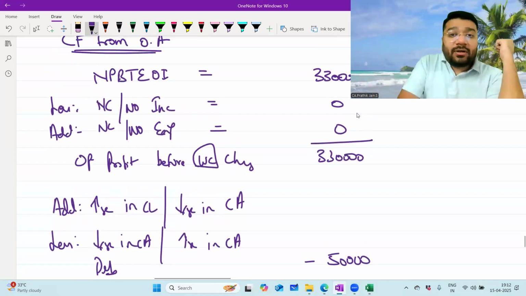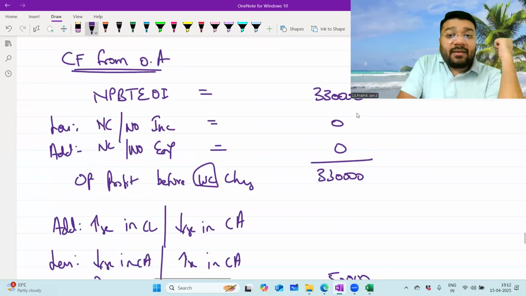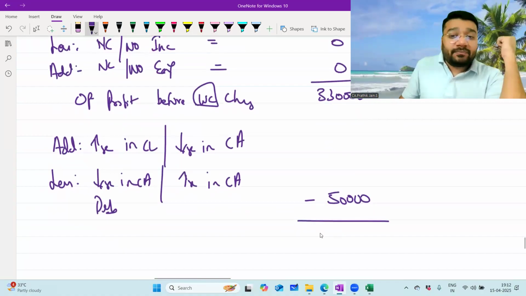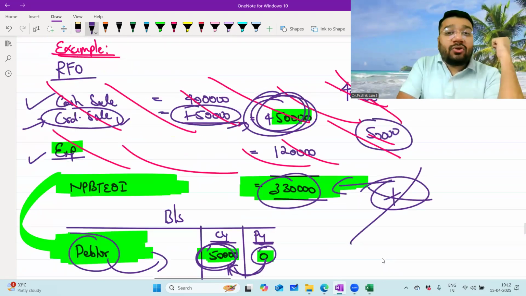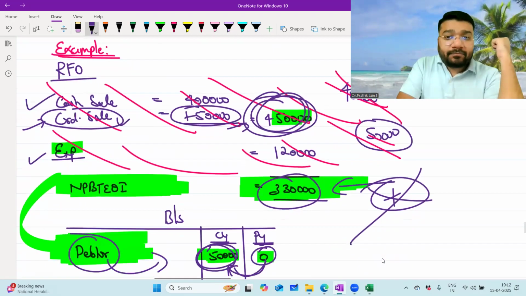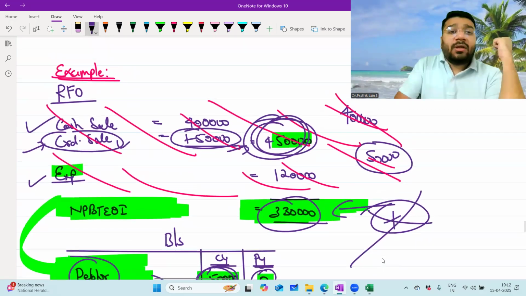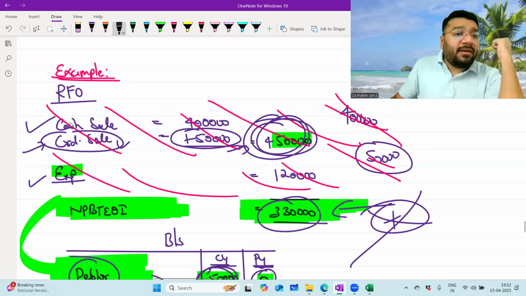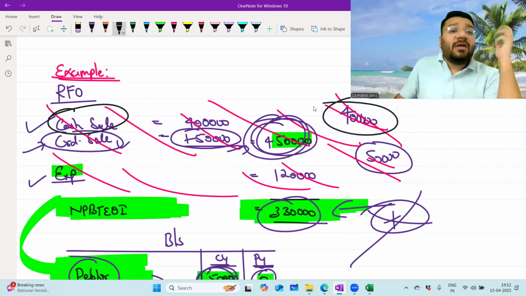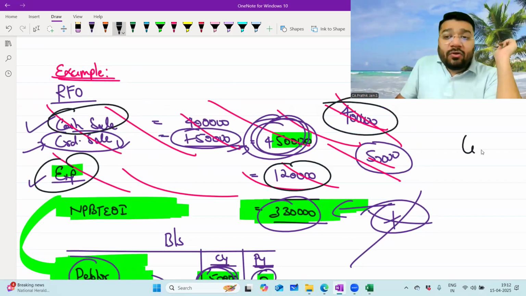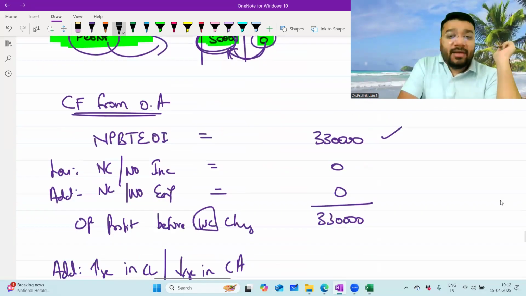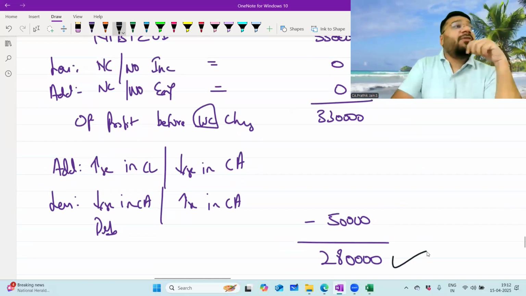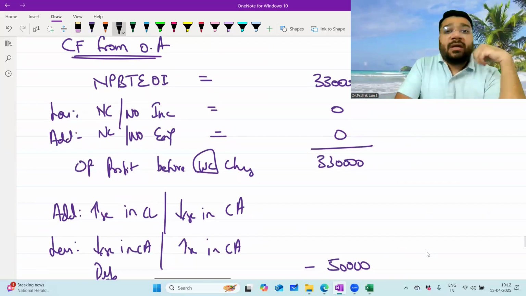So what is my cash profit actually? 330 minus 50 is how much? 280. 2,80,000 rupees is your cash profit. Is it right? Yes or no? Now you can also cross-check it by yourself. Cash sale is 4 lakh. From that, if I minus cash expense 120, 4 lakh minus 120, what do you get? 2,80,000. Do you agree with me? Is it matching or not matching? Yes. Perfectly matching.